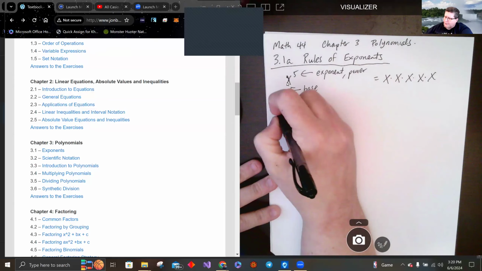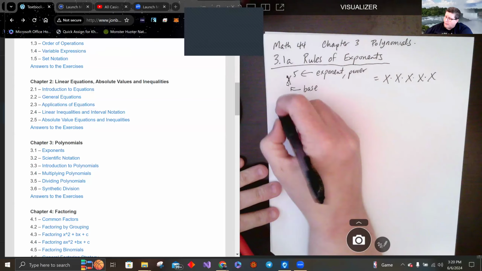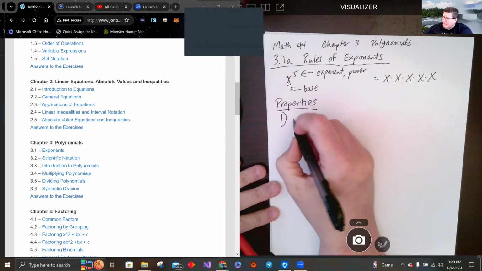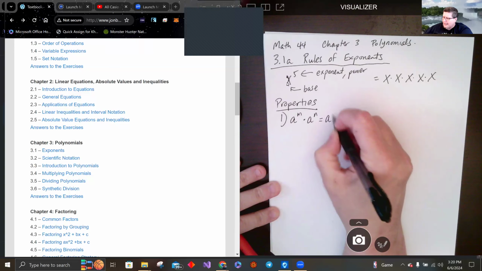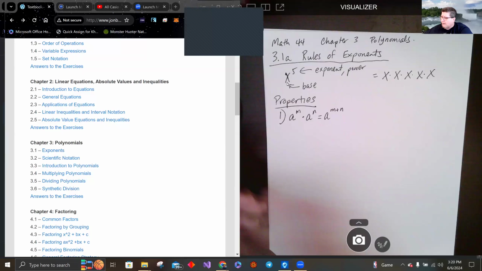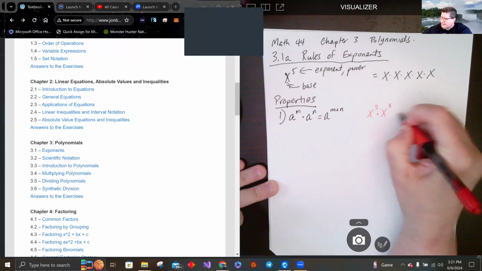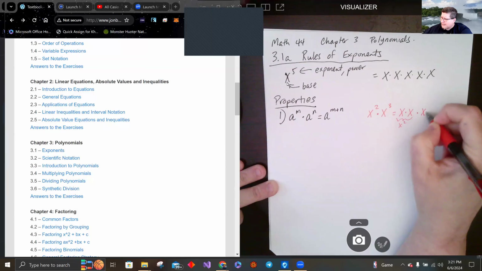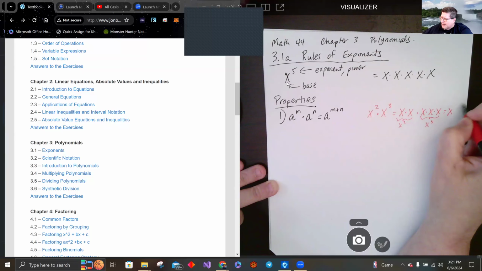So the rules or properties that go with exponents, I'll give the property and an example. First property: if I have a to the m power and I multiply by a to the n power, I get a to the m plus n power. An example would be, let's use x squared times x cubed. This is x times x for the x squared, and then we have times x times x times x for the x cubed. We can see that ends up being x to the 5th power, which is 2 plus 3.